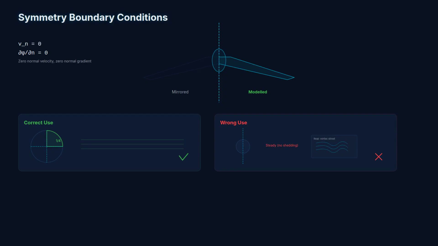But here is the trap: symmetry only works when the flow is truly symmetric. Vortex shedding behind a cylinder is asymmetric. Flow separation on a car can be asymmetric. If you force symmetry on asymmetric physics, the result converges beautifully and is completely wrong.